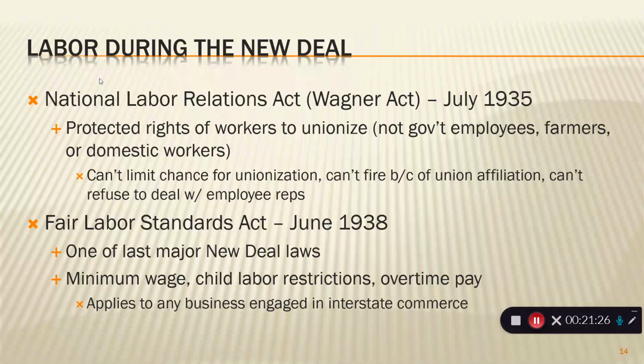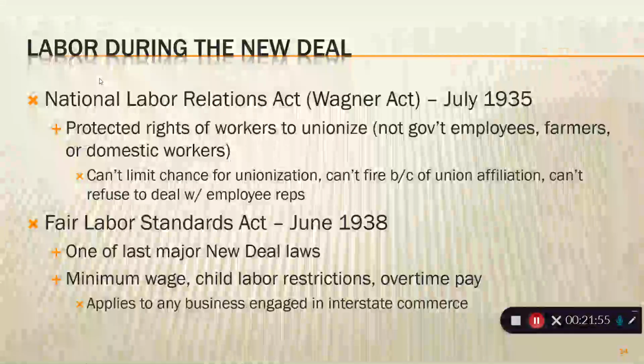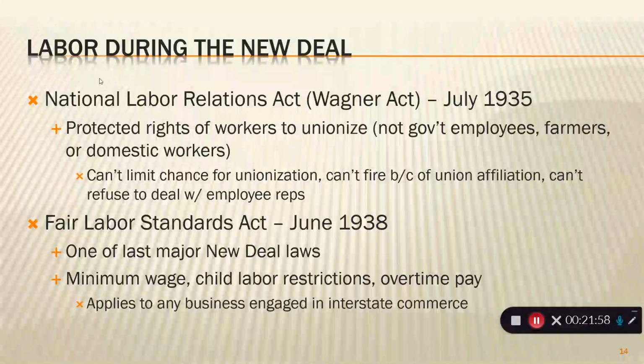Perhaps more significant for the average American worker today, given that labor membership is sort of on a general decline, is what's known as the Fair Labor Standards Act. And the Fair Labor Standards Act is actually one of the last major pieces of legislation to come out of the New Deal. It happens in June 1938, but some of its provisions probably affect you more directly on a daily basis. For instance, the Fair Labor Standards Act is the first time that the government establishes a mandatory minimum wage.